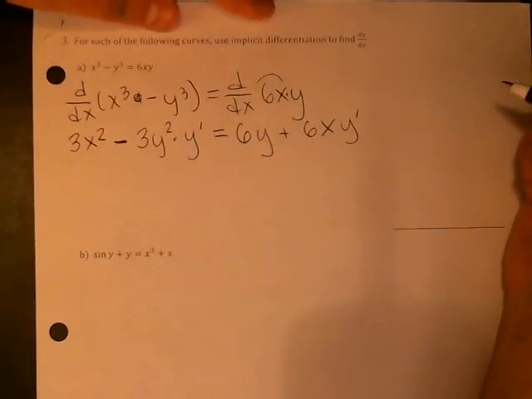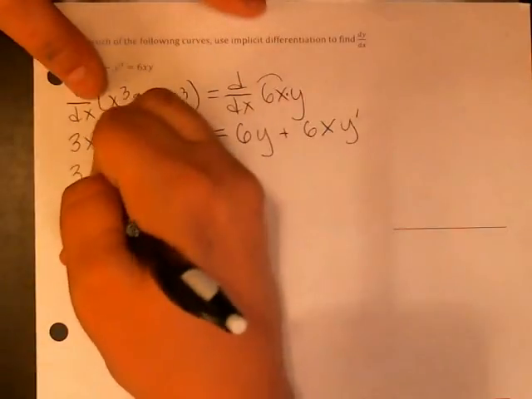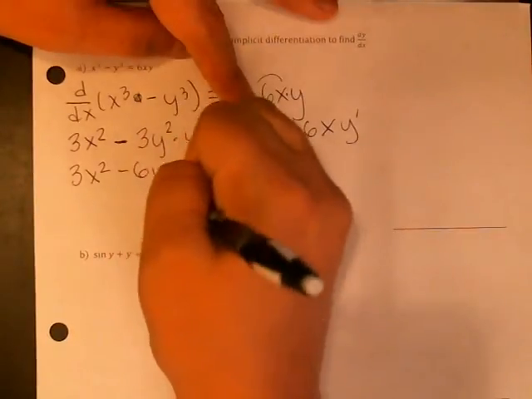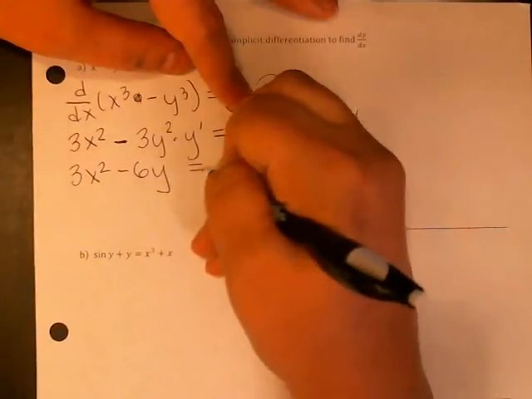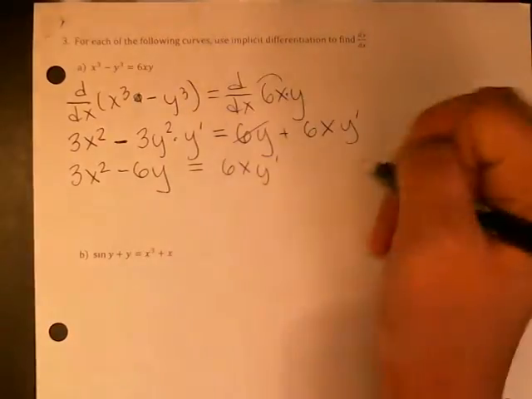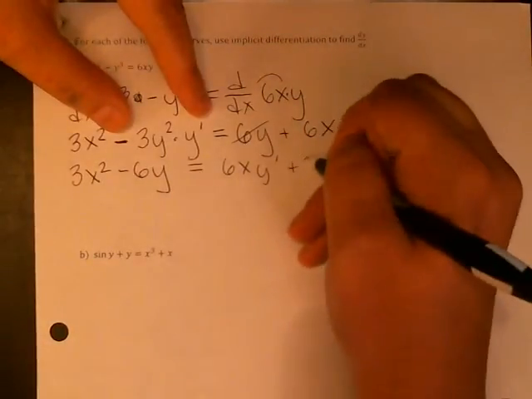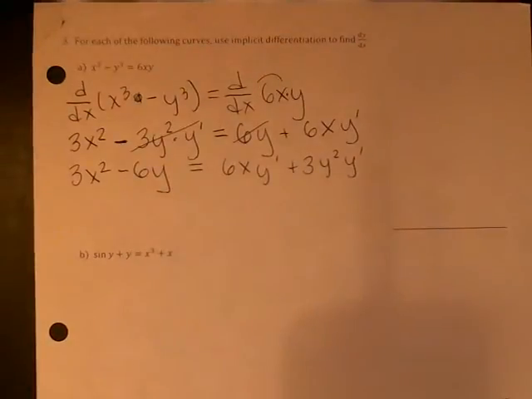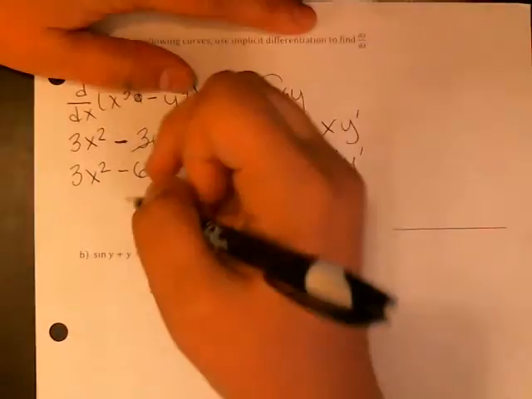And then I will need to get my y primes on one side isolated. So I'm going to leave the 3x squared where it is. I'm going to subtract off a 6y. Then I'm going to leave the 6xy prime where it is and add this 3y squared y prime. Okay, so rearrange a little.